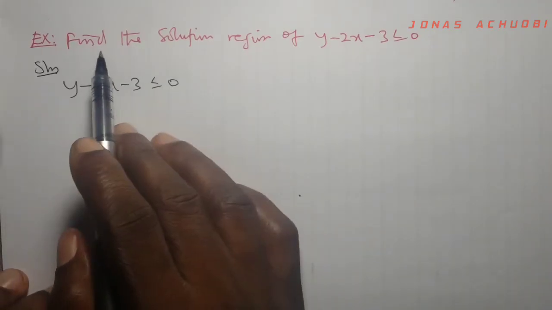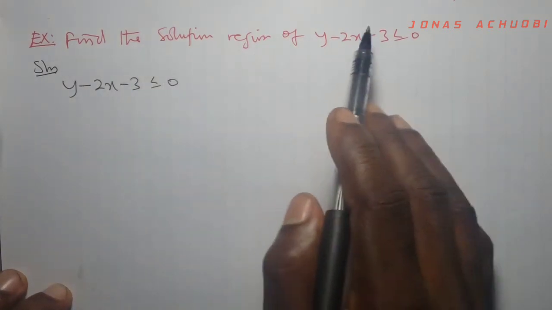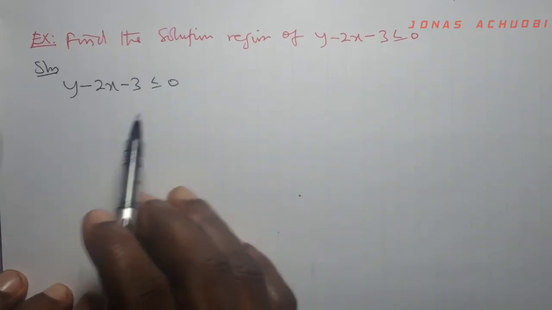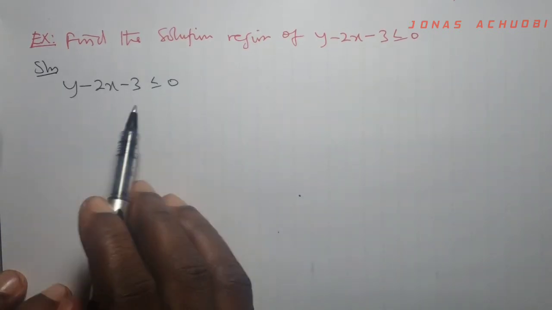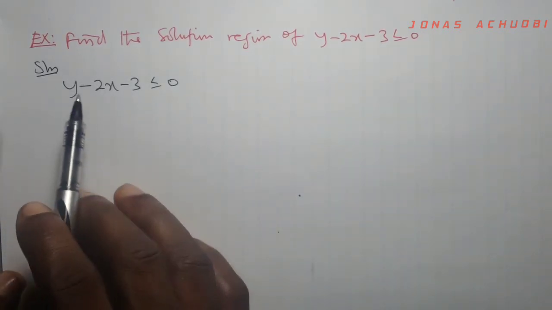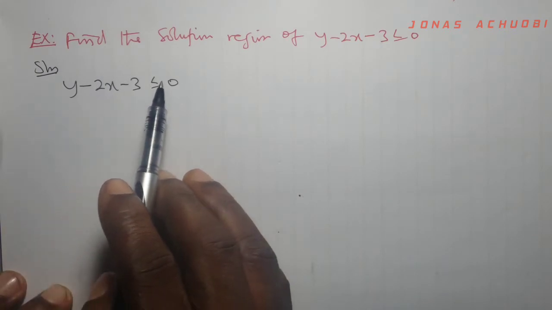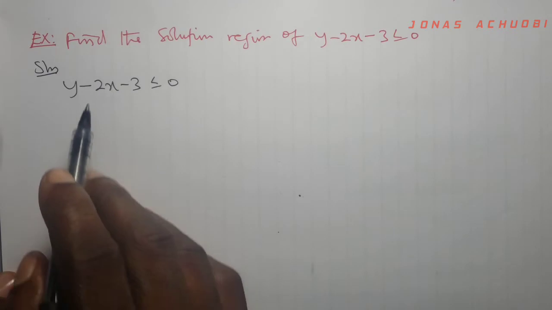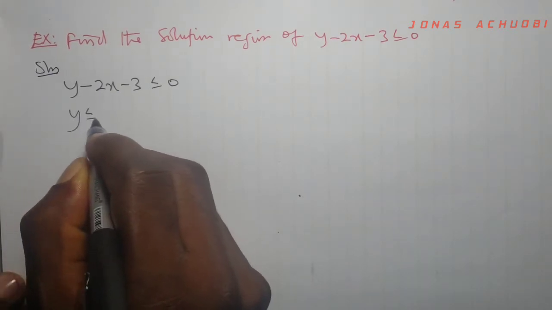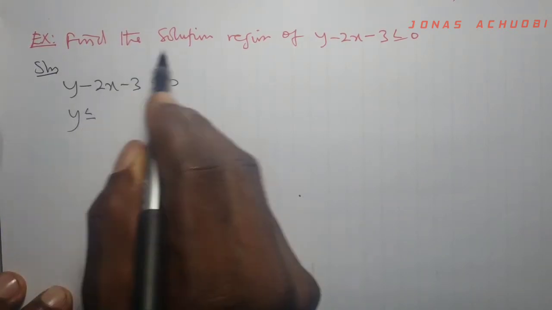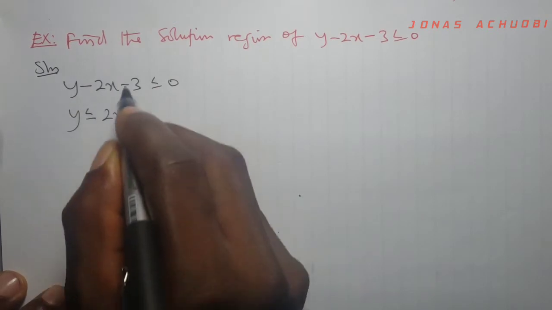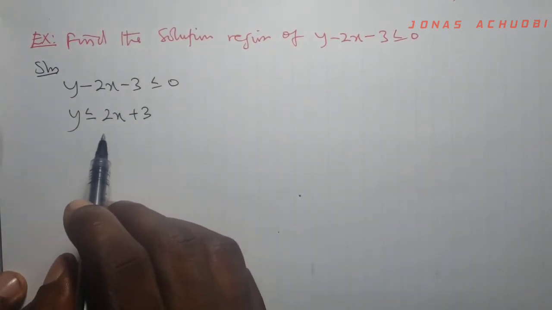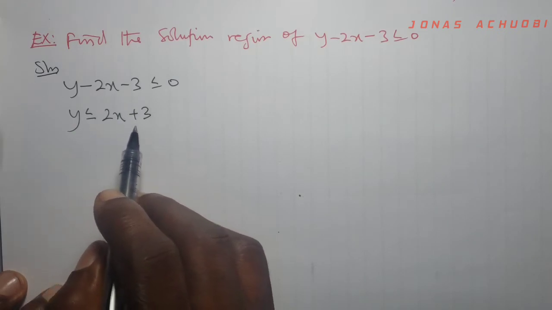Example. Find the solution region of y minus 2x minus 3 less than or equal to 0. This again is a linear inequality in two variables. So we have y minus 2x minus 3 less than or equal to 0. Our step 1 says we should make y the subject. So y is less than or equal to 2x plus 3, since minus 2x to the right becomes 2x, and minus 3 to the right becomes plus 3. So we have already made y the subject of the inequality.